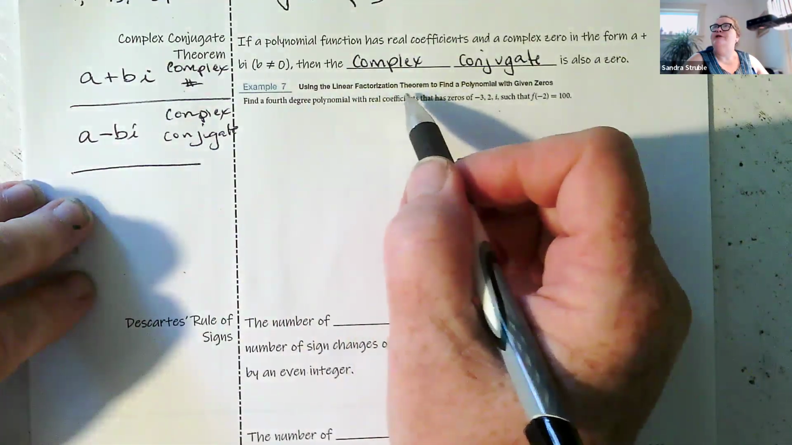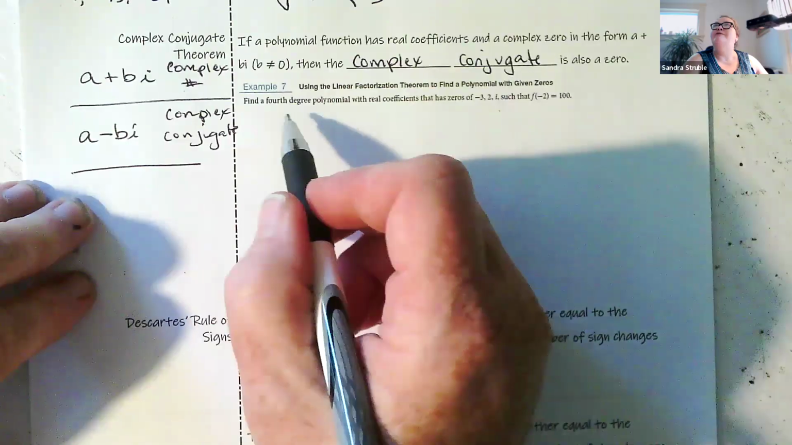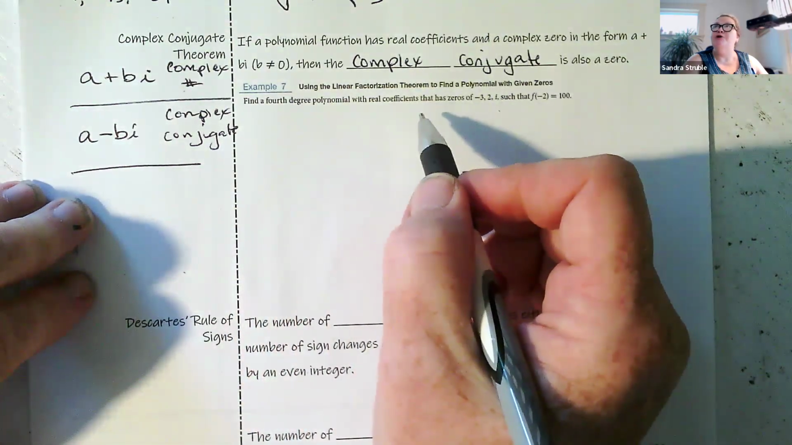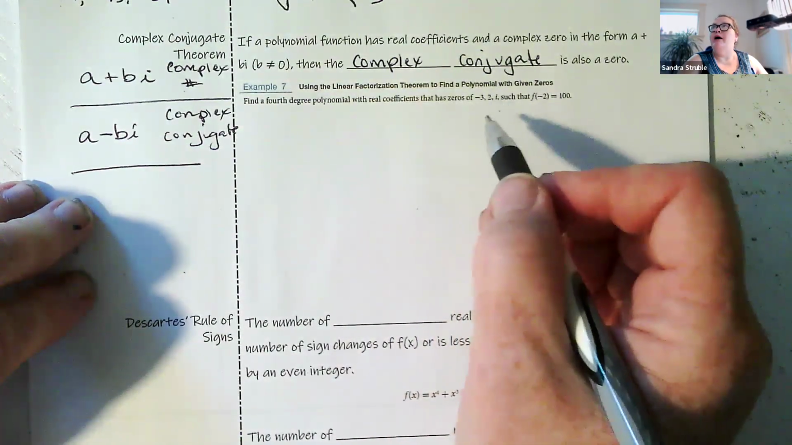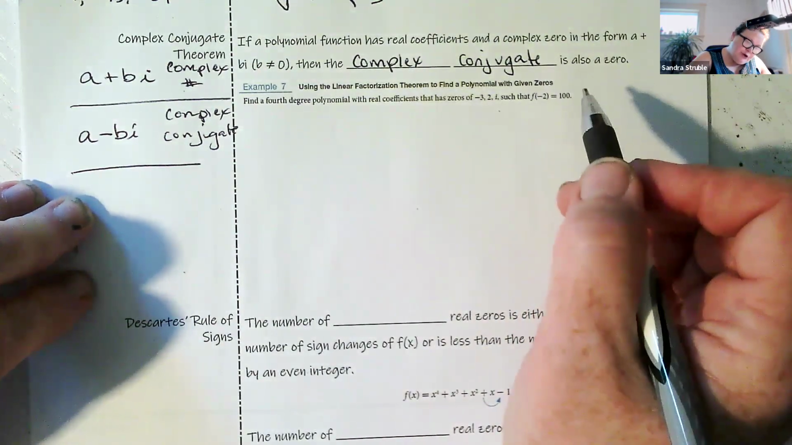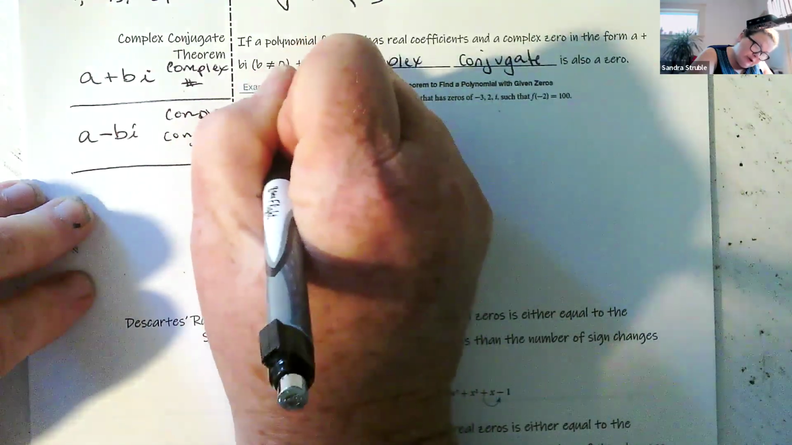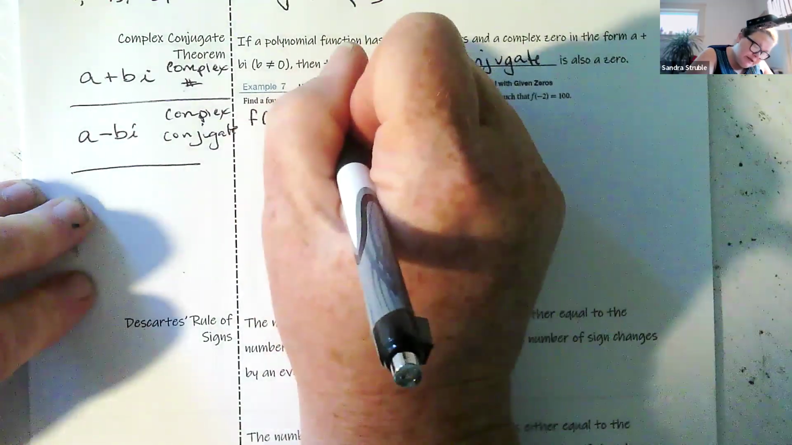Using the linear factorization theorem to find a polynomial with given zeros. Find a 4th degree polynomial with real coefficients, no imaginary ones, that has zeros of -3, 2, and I, such that f of -2 is equal to 100. So when we do this, we're going to set up a polynomial because we're looking for a polynomial. And of course, we need an a because we don't know what it is.